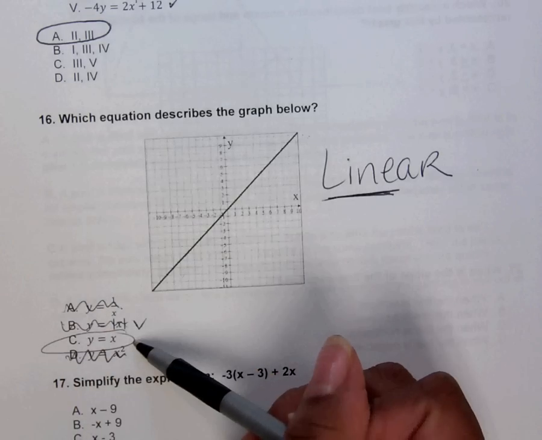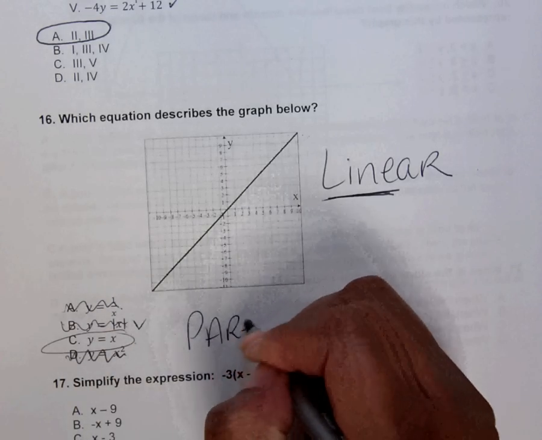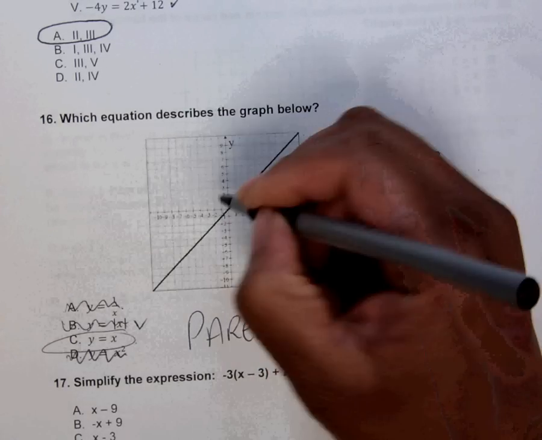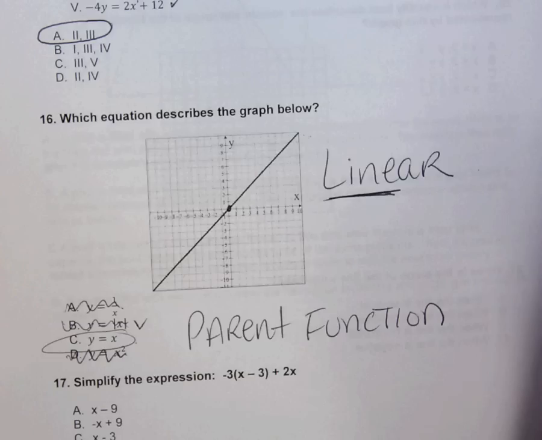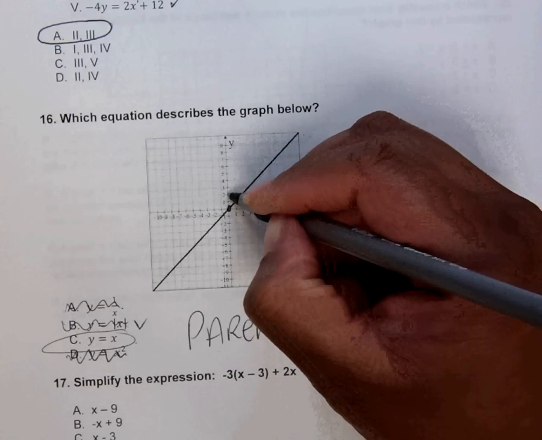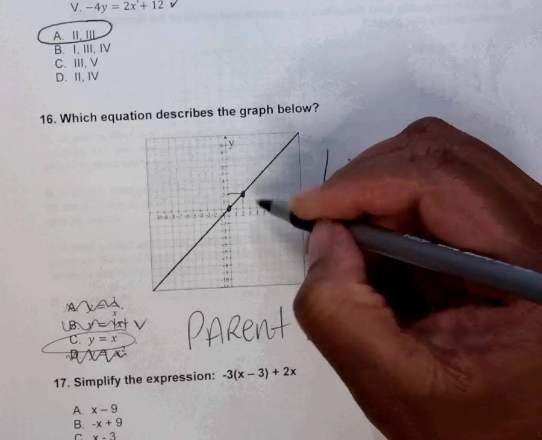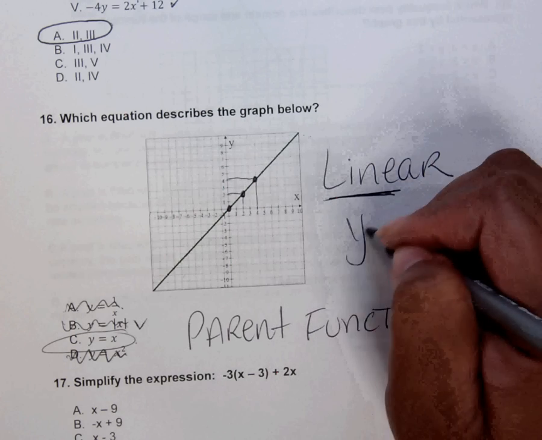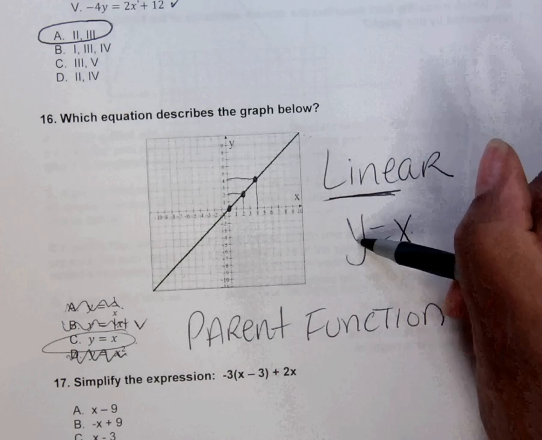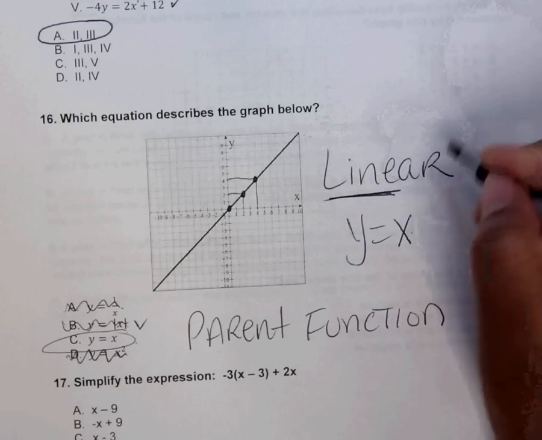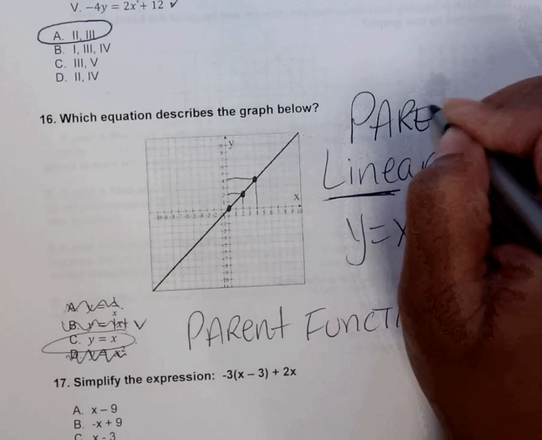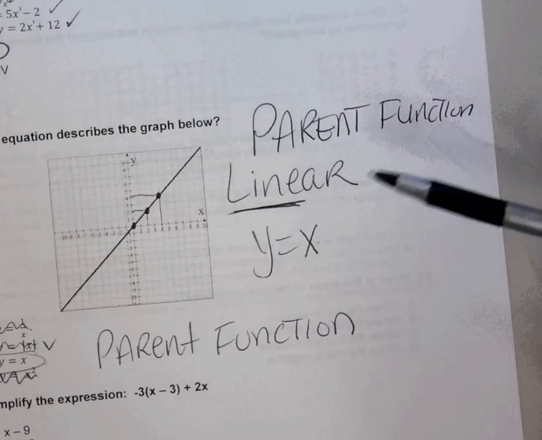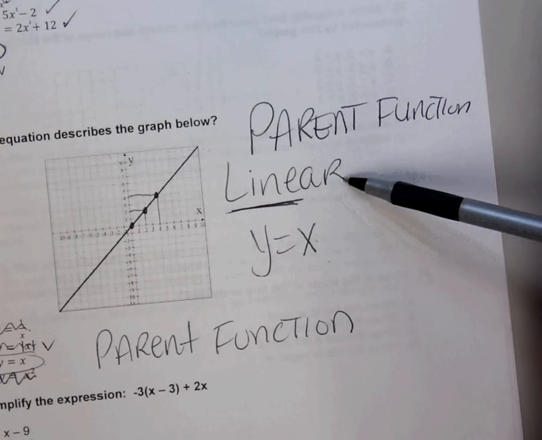But what should you know about y equals x? It is the parent function. And what do we know about the parent function? It goes through 0, 0. When x is 2, y is 2. When x is 4, y better be 4. How is that? Well, if y equals x, whatever x is, y has to be. Now, this will only work for the linear parent function. This is the only parent for linear equations.